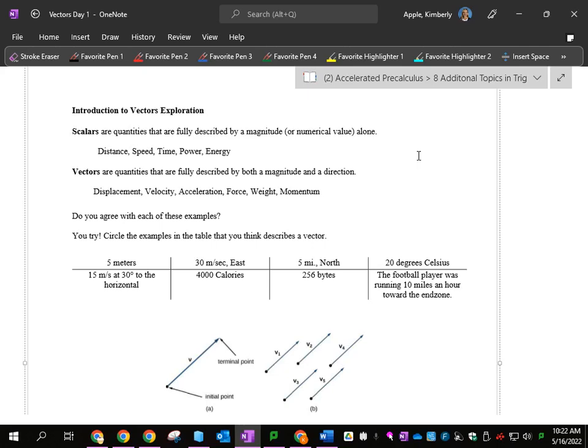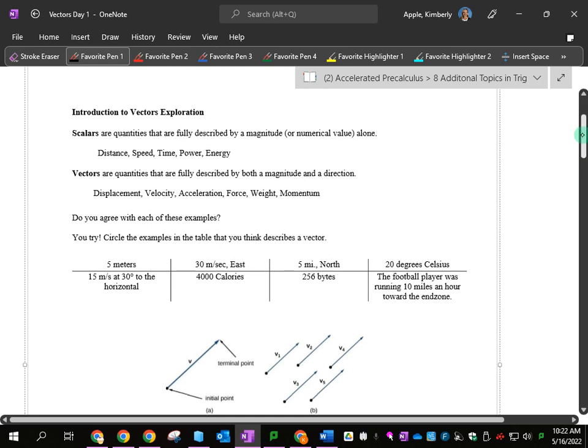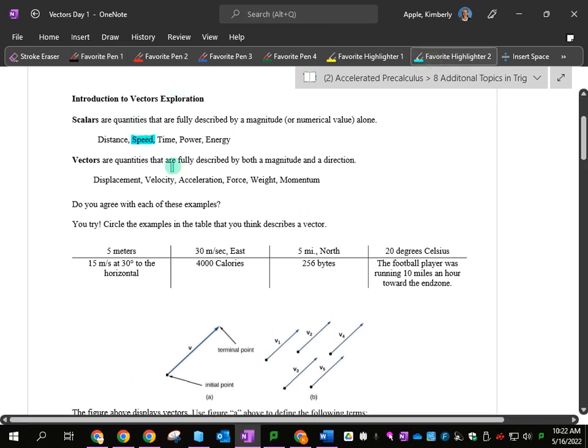So these are vectors, and our first vocabulary words are scalars and vectors. The difference is that scalars are basically just numeric quantities, and vectors add a direction to those, right? The easiest example that most people tend to know is speed and velocity, right? Because speed plus a direction gets us velocity.